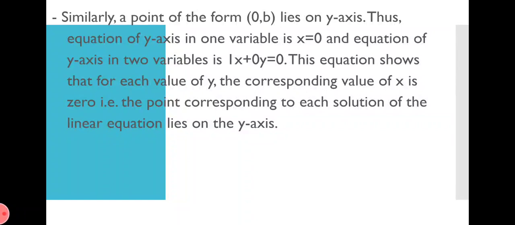And thus the equation of the y-axis in one variable will be x equal to 0, and the equation of the y-axis in two variables is 1x plus 0y equal to 0, which shows that for each value of y, the corresponding x value will remain 0 only. That is, the point corresponding to each solution of the linear equation lies on the y-axis.